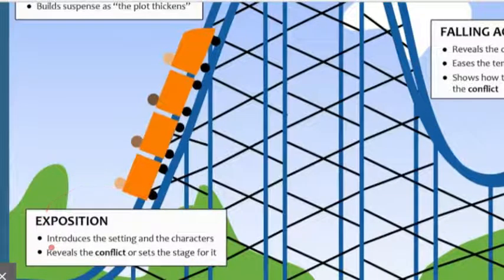The exposition introduces the setting and the characters. So the amusement park, you and your friends, and the conflict for the story. You're about to go on this roller coaster that you really don't want to go on, that you're afraid to go on. That's our conflict.